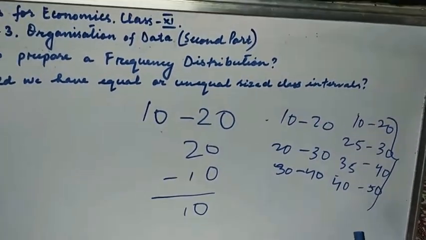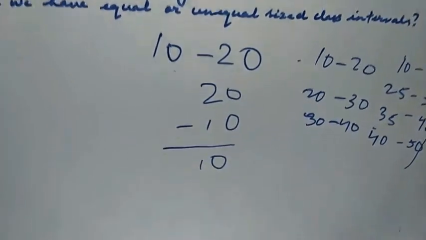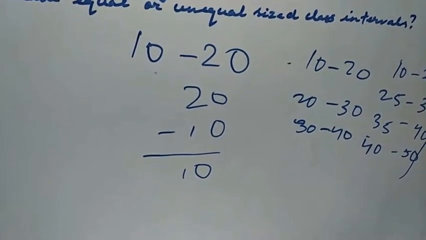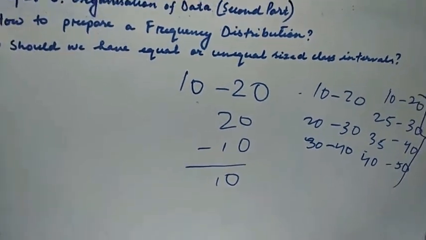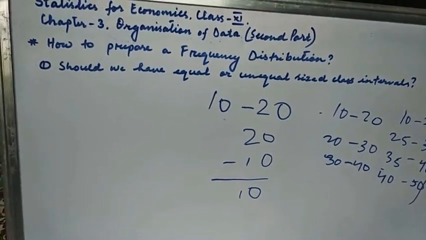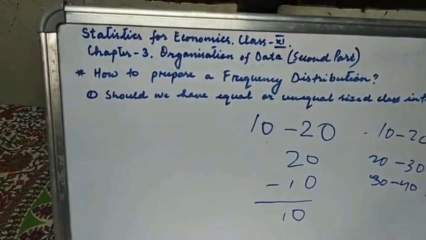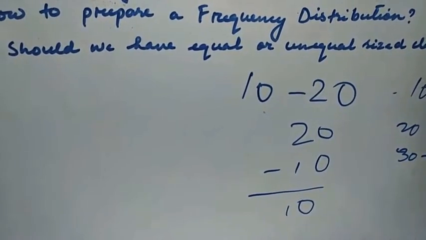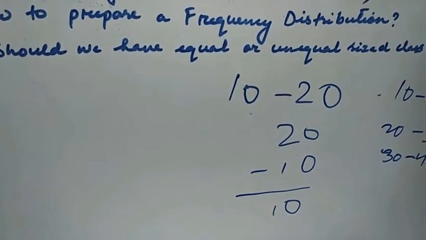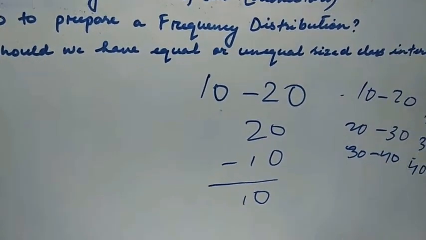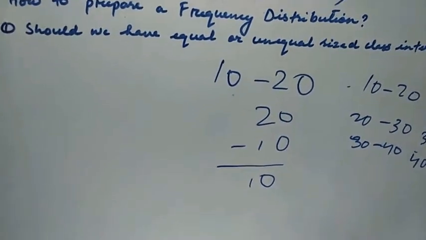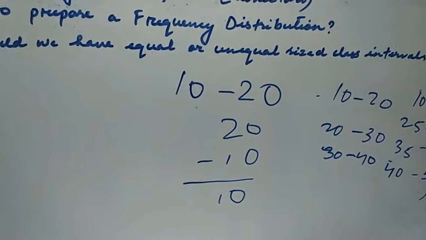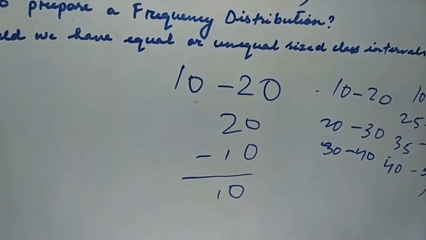When do we use this? We use this when it comes to data on income and other similar variables where the range is very high. Range would mean the difference between the largest and the smallest values of a variable. So when there is a very high range, we use this unequal size interval.